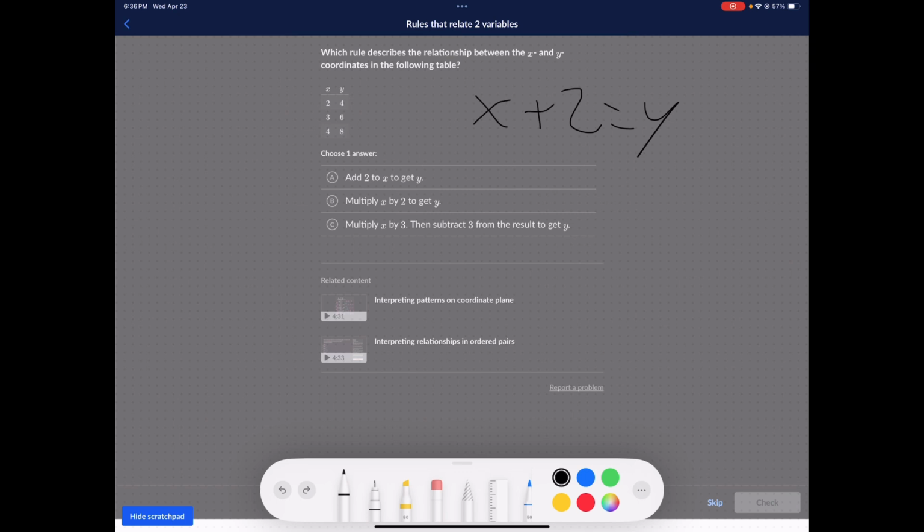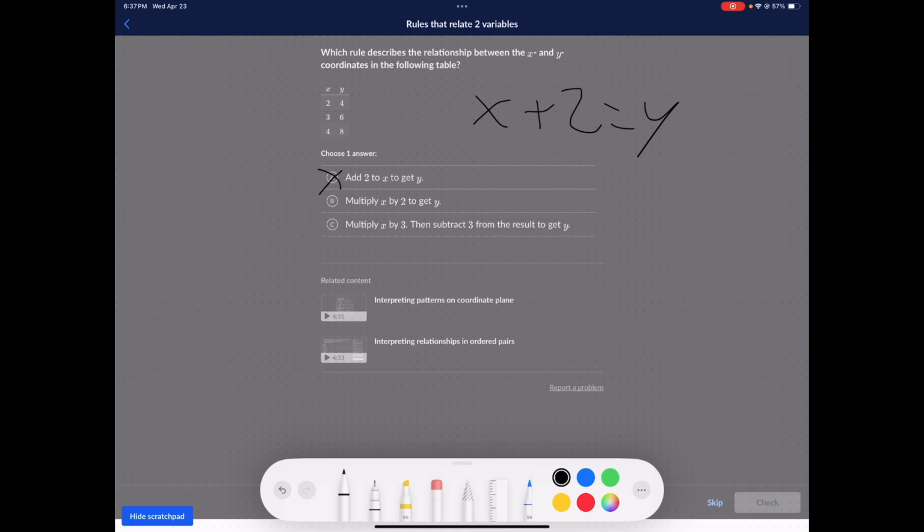So let's plug and chug. 2 plus 2 is 4, is that correct? Yeah, it's right, because 2 plus 2 is 4. It's addition. Okay. 3 plus 2 is 5, not 6. Is this correct? No, this isn't correct. 3 plus 2 is 5, and I kind of just gave that away. Okay, add 2 to x to get y. No, that is incorrect. So, we know A is not right.